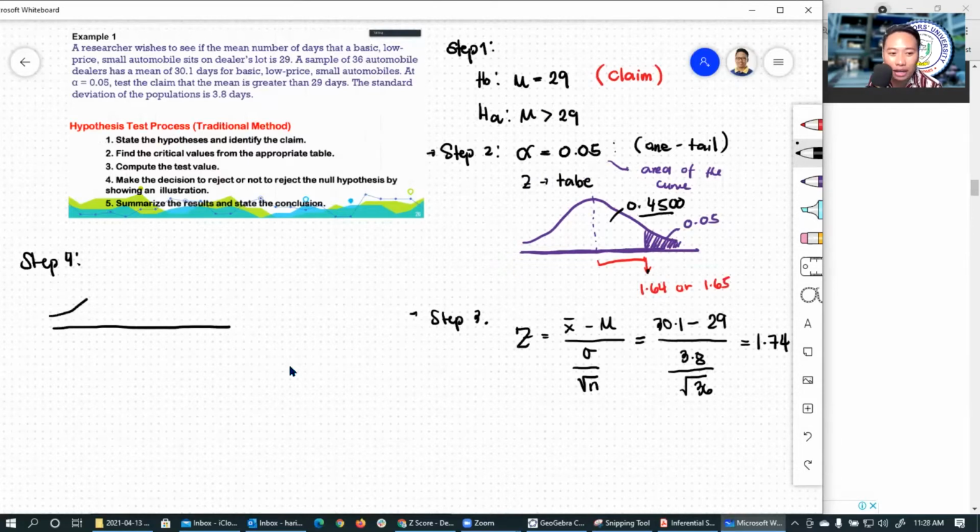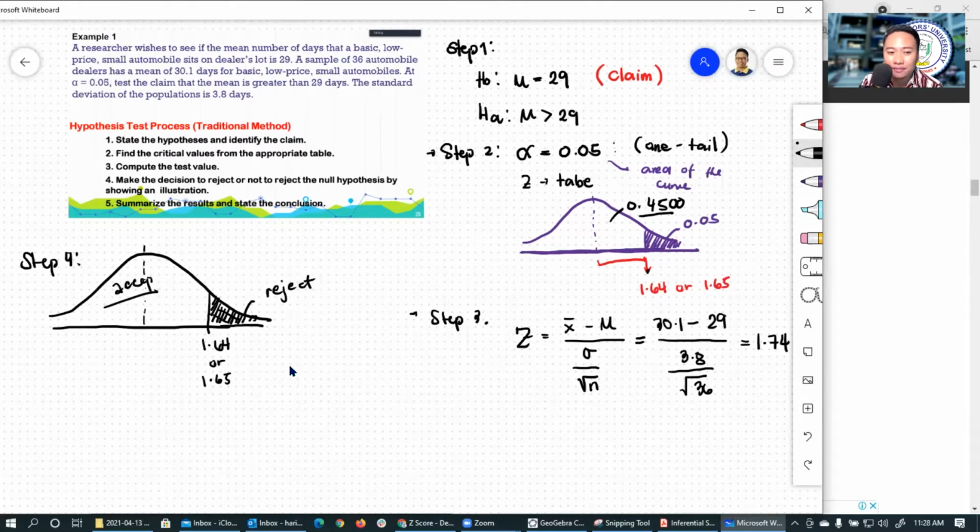So let me illustrate step 2. This is the curve and this is the critical value, 1.64, or you can choose either 1.64 or 1.65. This is the rejection area. So the shaded region, guys, is the rejection area. Reject here. The other region here is accept.